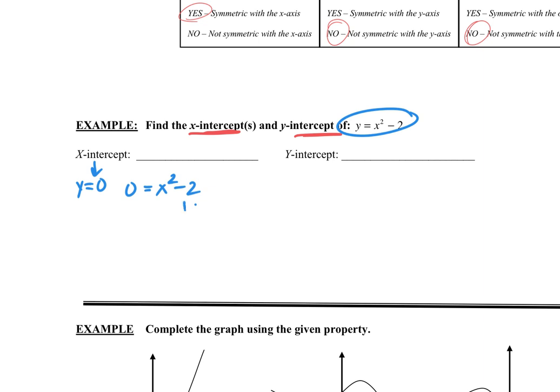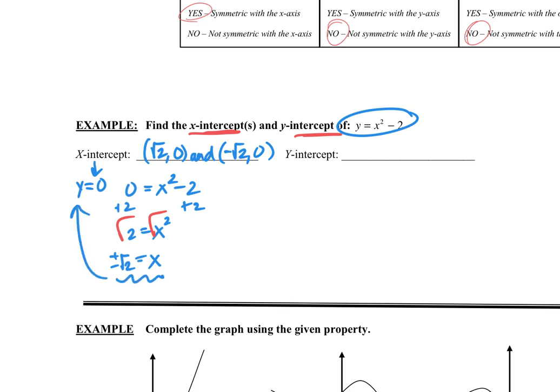So to solve that for x, I would add the 2. So 2 is equal to x squared. And then I would take the square root of both sides. Careful. What do you get? You should get plus or minus the square root of 2. So that means that I actually have two x-intercepts. And those x-intercepts occur at the positive square root of 2, comma 0, and negative square root of 2, comma 0. Because these are the two x values that I get when y is equal to 0. Okay?